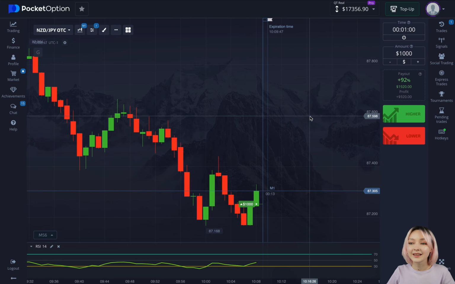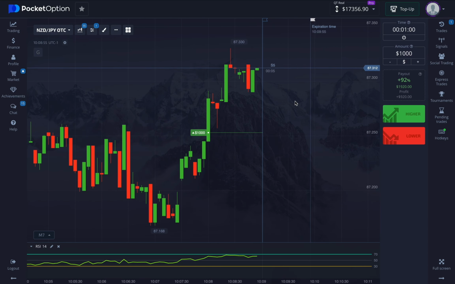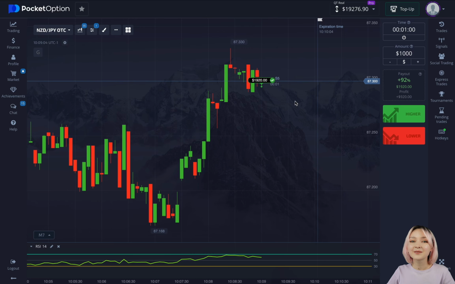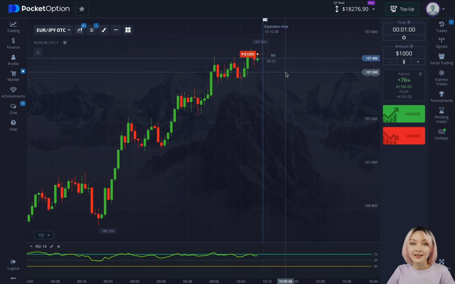15 seconds left. Let's just wait for the result. Everything's wonderful. Let's go on. Let's place a downward trade here. The case is identical to the first one.